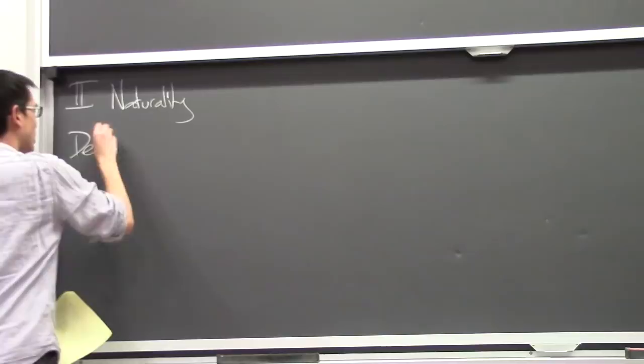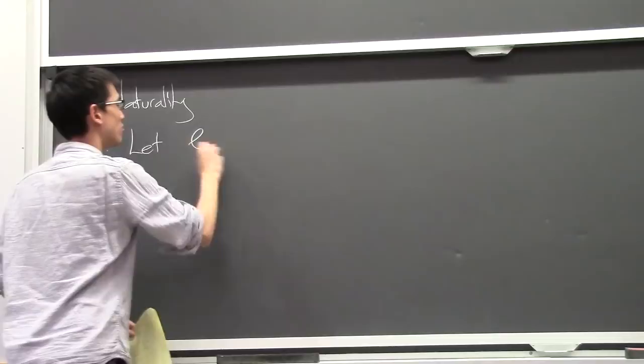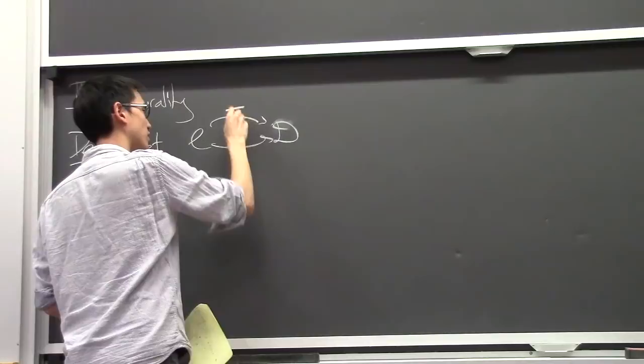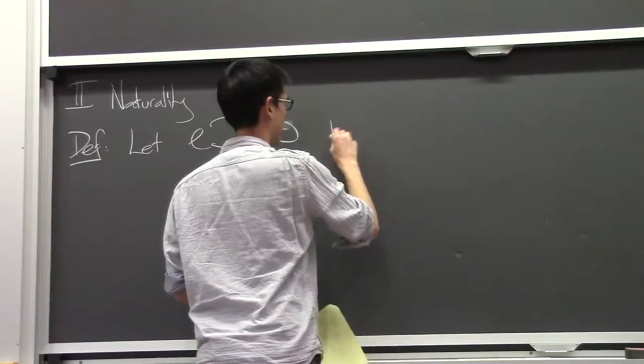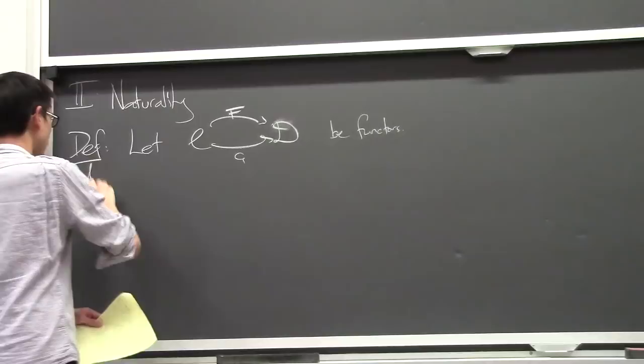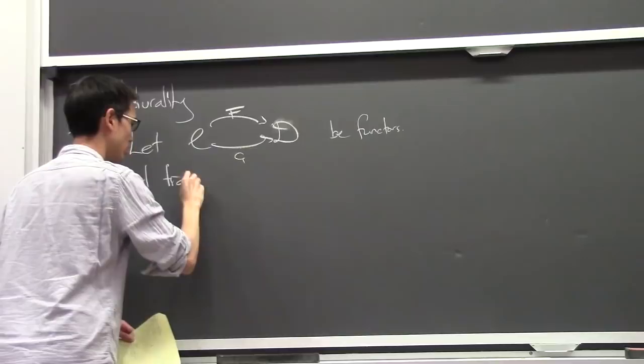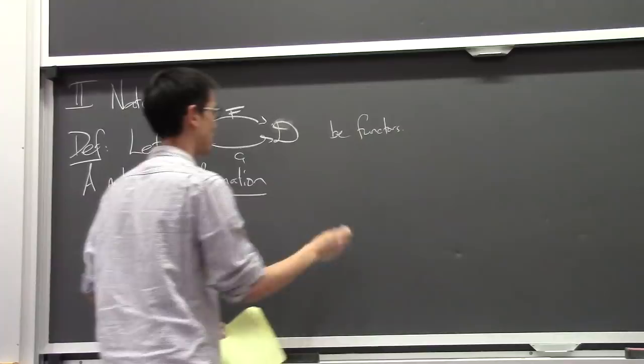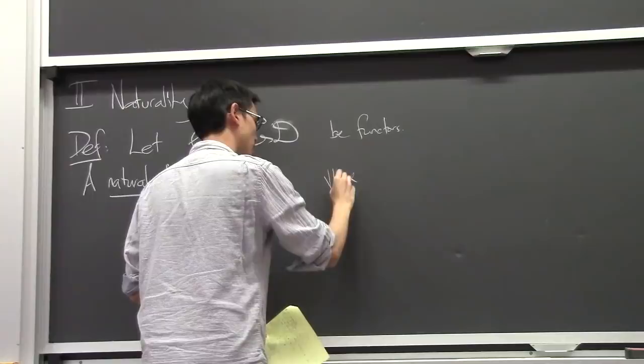So let's do a definition. If we have two categories, C and D, and we have two functors between them, let's call them F and G. A natural transformation between them, which I might actually write in the same notation, I'm going to call it alpha, and it's an arrow between F and G.